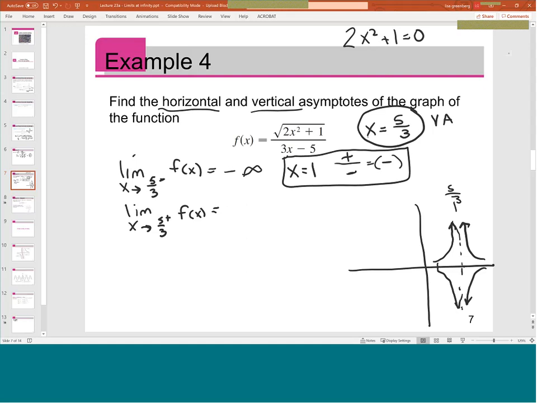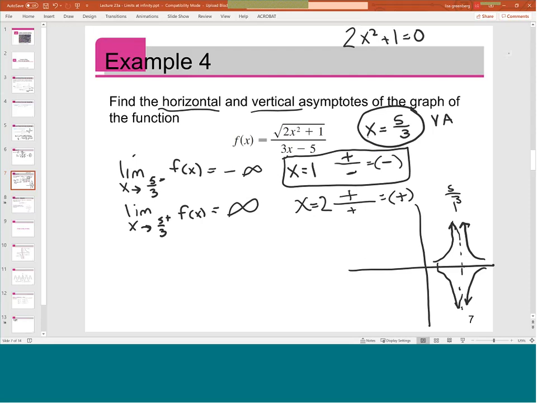Perfect. And what about from the right? What number can I use from the right? 2. Perfect. So let's plug in 2. Well, I already know the numerator is always positive, and if I plug in 2, I get a positive number. So this is equal to a positive value. That means I have negative infinity and positive infinity.